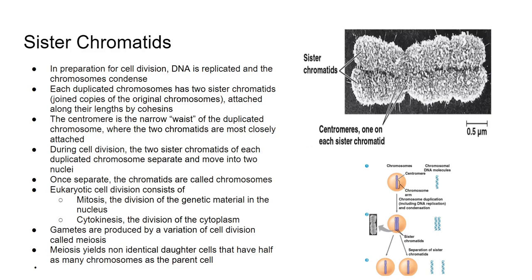I also want to talk a little bit about eukaryotic cell division, which is basically the representation of mitosis, which is the division of the genetic material in the nucleus. Cytokinesis is actually where the division occurs. And also some important points, gametes are produced by a variation of cell division called meiosis, which we'll talk about later. We're going to first talk about mitosis. And meiosis yields non-identical daughter cells that have half as many chromosomes as the parent cell. We'll talk about the reasoning behind that later.